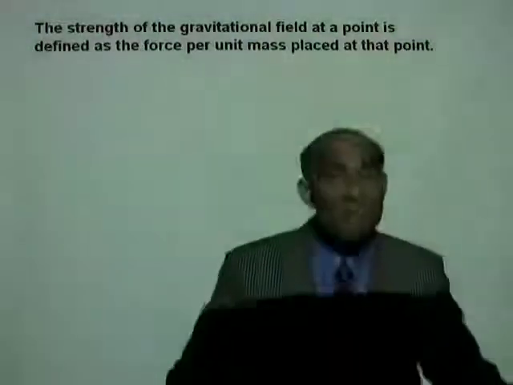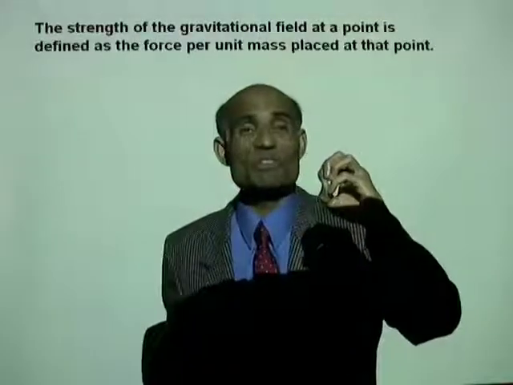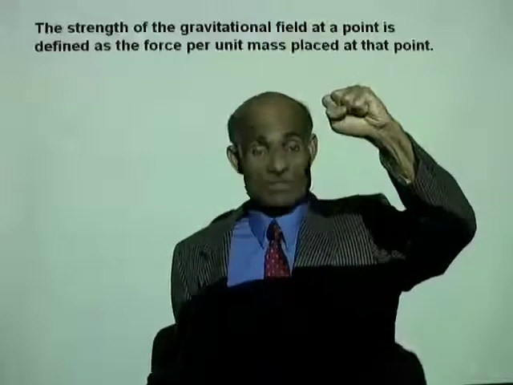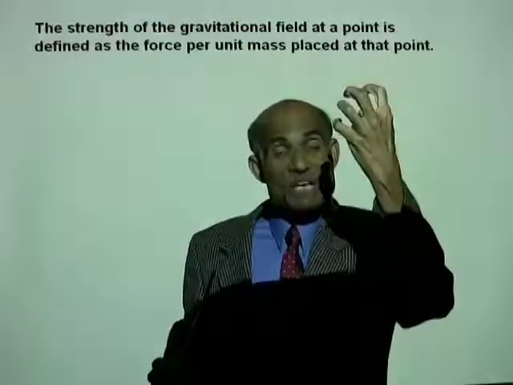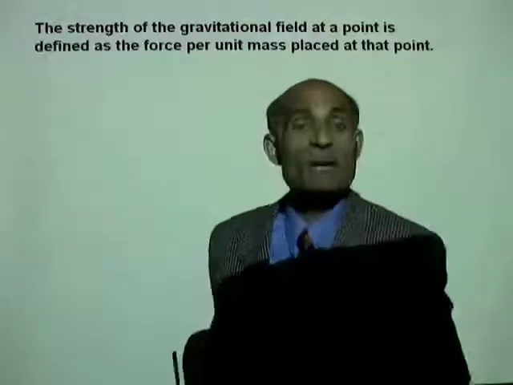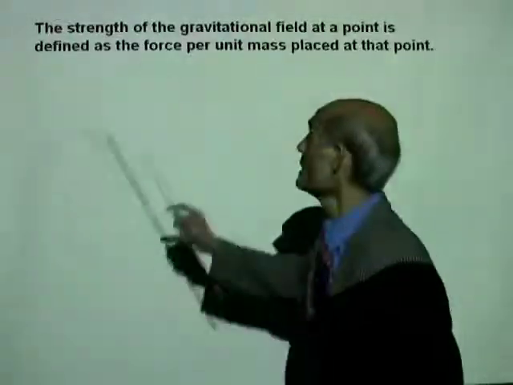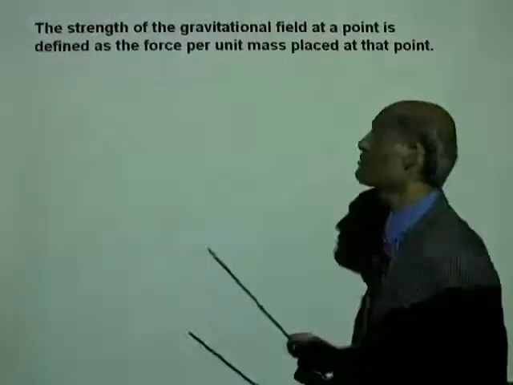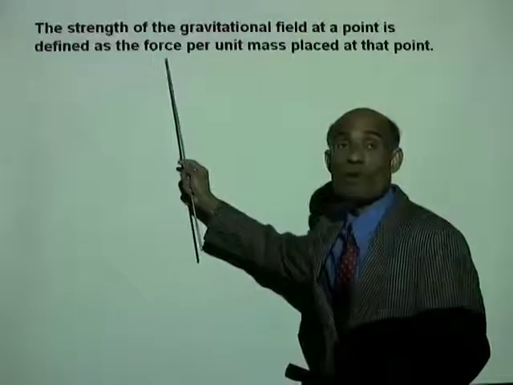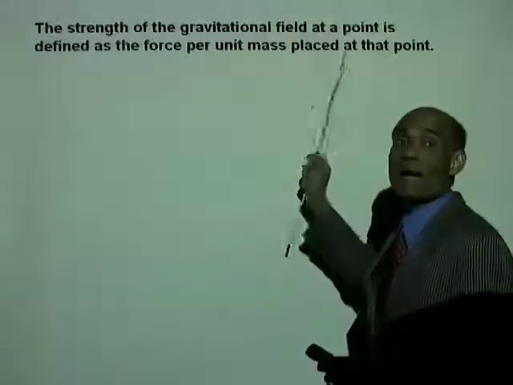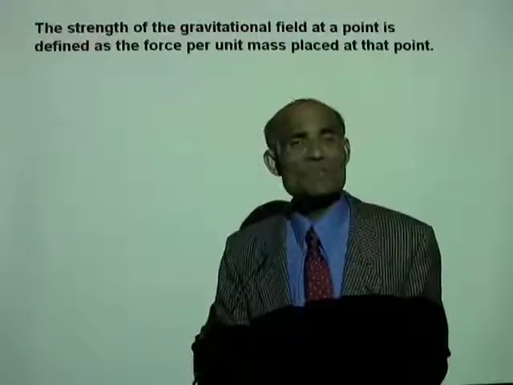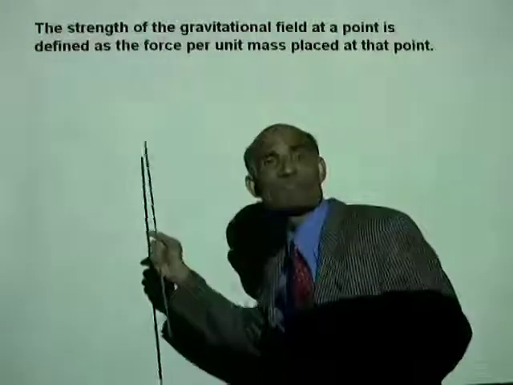So in order to measure the strength of the gravitational force at a given point, you place a unit mass of 1 kilogram and measure the force it experiences, and that will be a measure of the gravitational force. The strength of the gravitational field at a point is defined as the force per unit mass placed at that point. What is the unit for gravitational field?